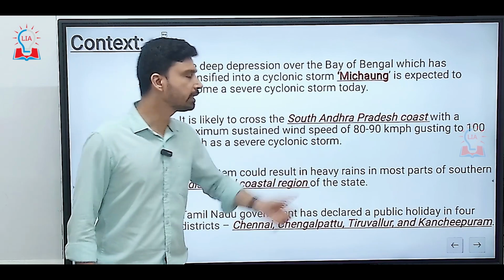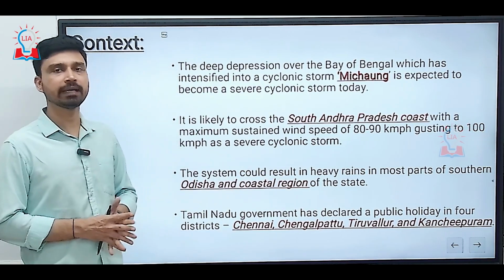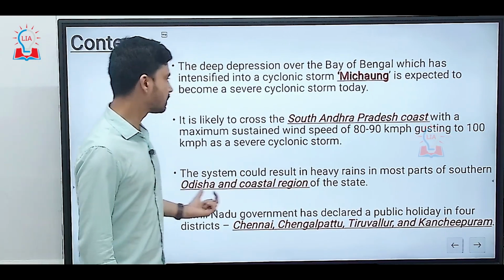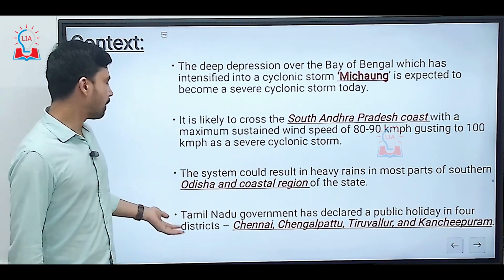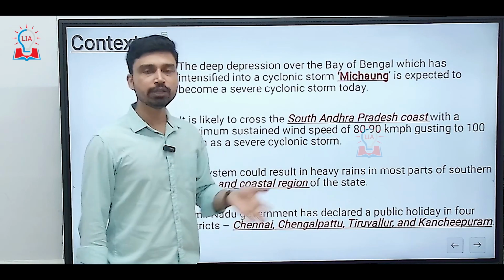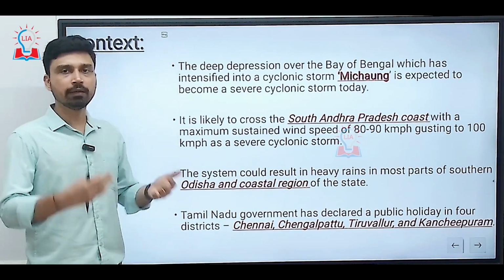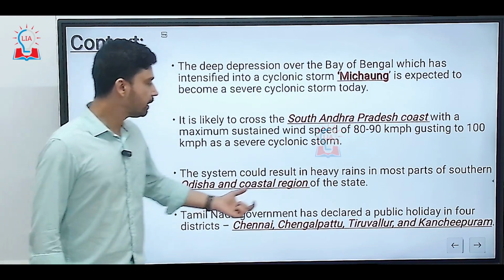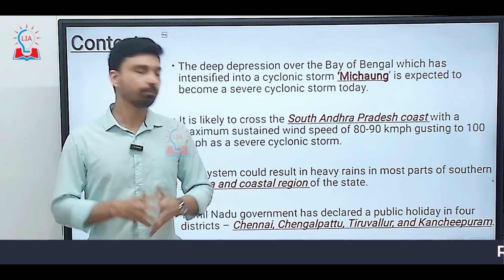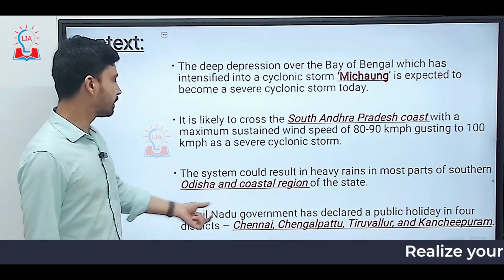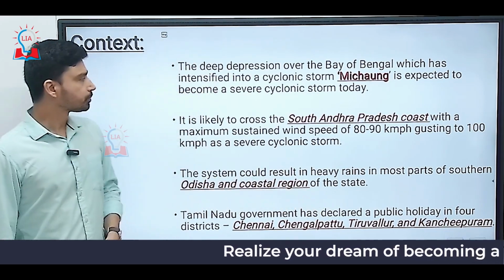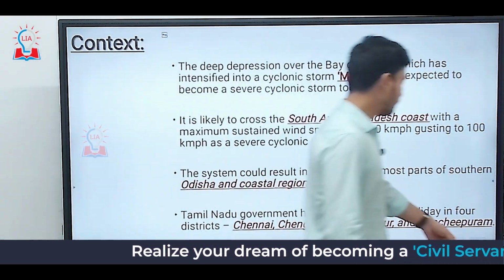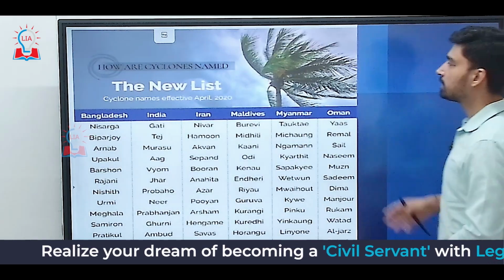The system could result in heavy rains, as generally seen in the case of cyclones, in parts of southeastern Odisha as well as the coastal regions of the state. Apart from that, in some regions of Andhra Pradesh and Tamil Nadu, we can also see the effects of the cyclone. The Tamil Nadu government, taking that into cognizance, has declared a public holiday in 4 districts, that is Chennai, Chengalpattu, Tiruvallur and Kanchipuram.